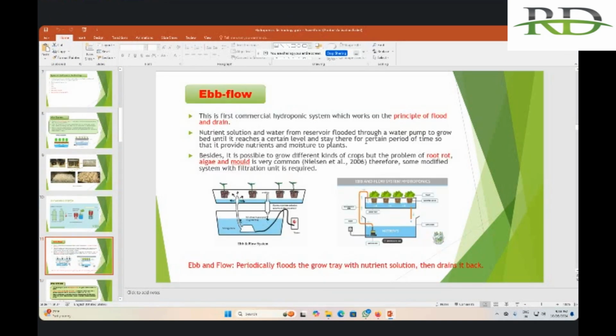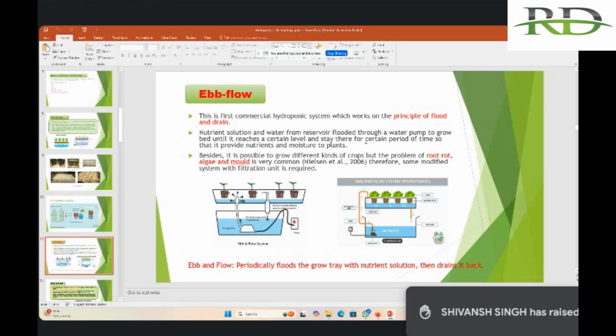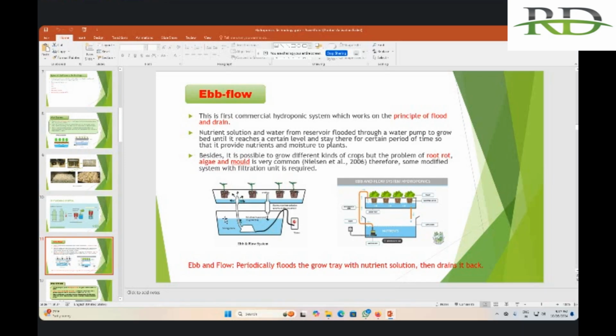Now we will move on to the next one, that is the ebb flow. Ebb flow, basically, is flood and drain. It is the first commercial hydroponic system, which was based on the principle of flood and then drain. What happens is, there you can see there is a tank which is rich in nutrients, all the macro and micronutrients.